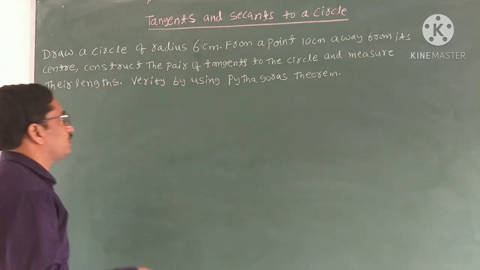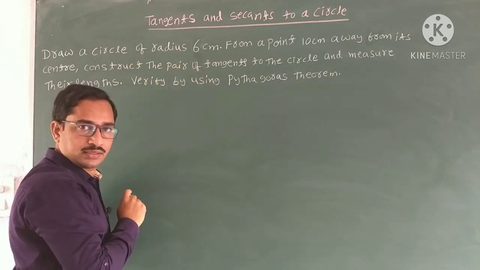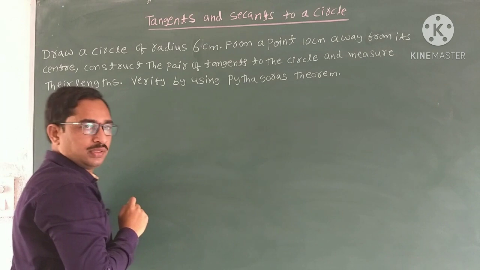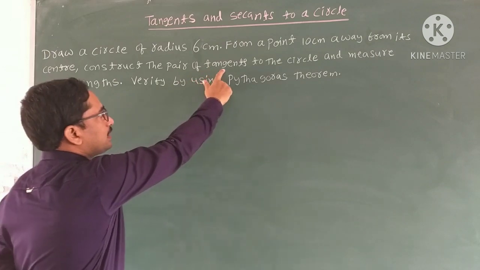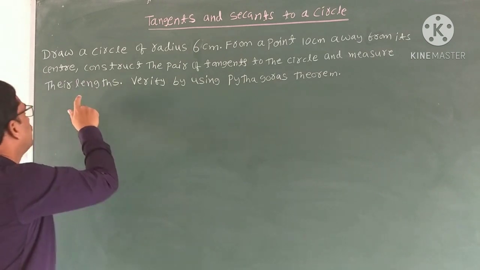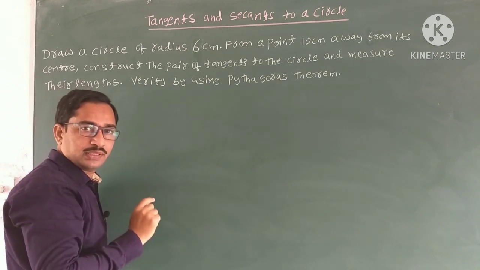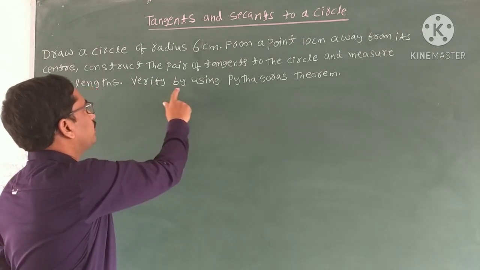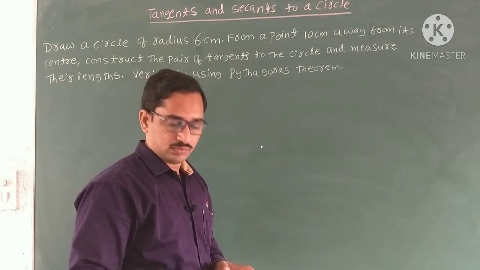Now, see the question. Draw a circle of radius 6 centimeters from a point 10 centimeters away from its center. Construct the pair of tangents to the circle and measure their lengths. Verify using the Pythagoras theorem. Means first we have to construct the tangents to a given circle, and next we have to verify using Pythagoras theorem. See the construction.